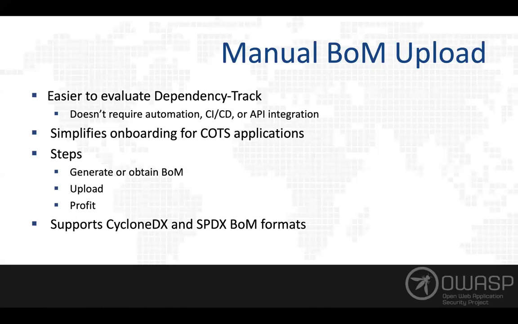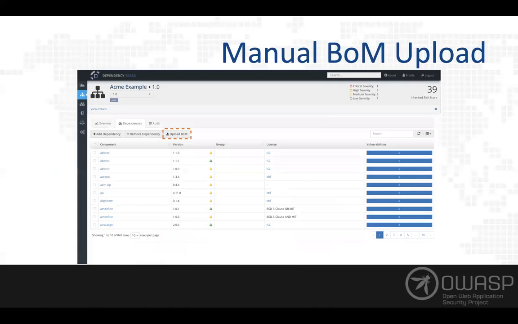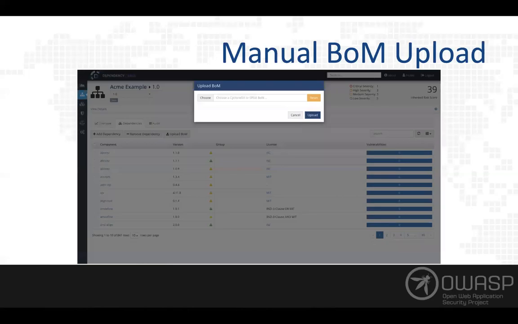And essentially the process is to just upload. That's it. So create a project, upload it. And this is essentially what it looks like. So on your project page, when you're looking at your dependencies, you now have an upload BOM button. And when you hit that button, you're now presented with a dialog box to specify the file name for the BOM that you want to upload. So it's very simple.